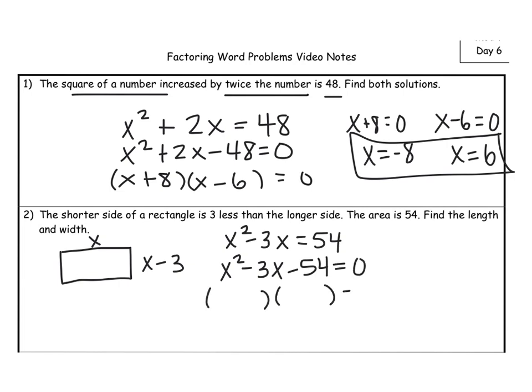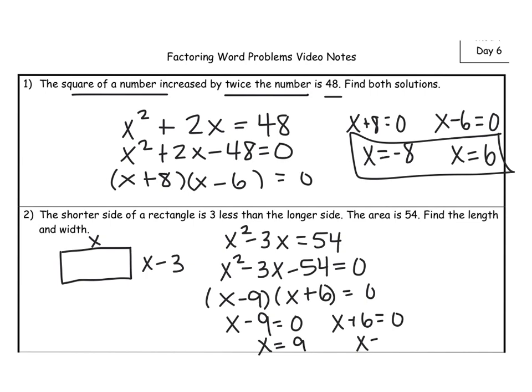So the factors of negative 54 that add up to give me negative 3 would be negative 9 and positive 6. And if I set each of those equal to 0 using the zero product property, I get that x is either 9 or x is negative 6, which doesn't make sense. So it would have to be that one dimension were 9, and the other dimension were 9 minus 3, which is 6. So the dimensions would be 9 and 6.